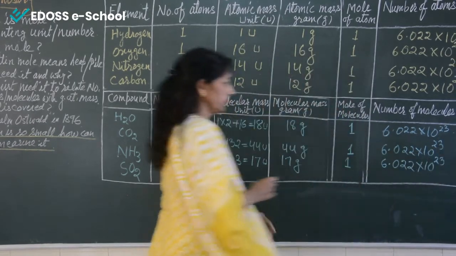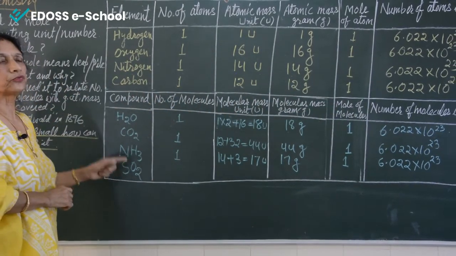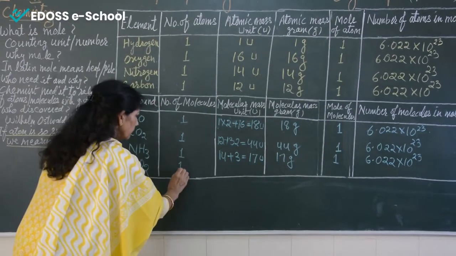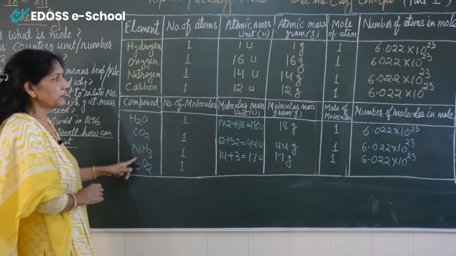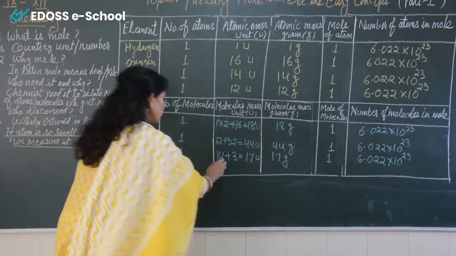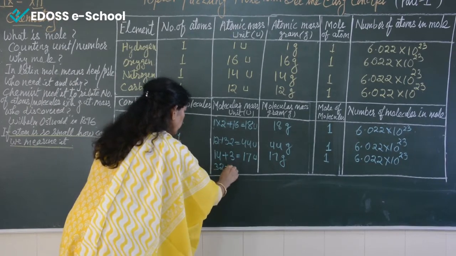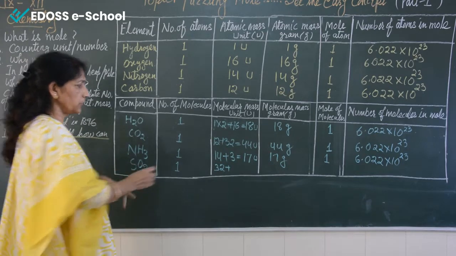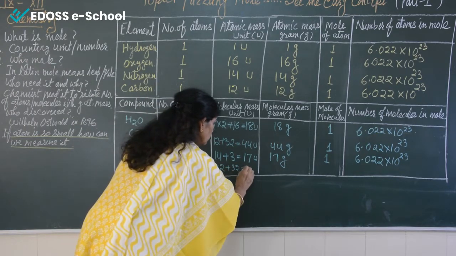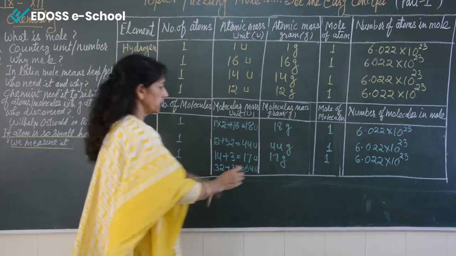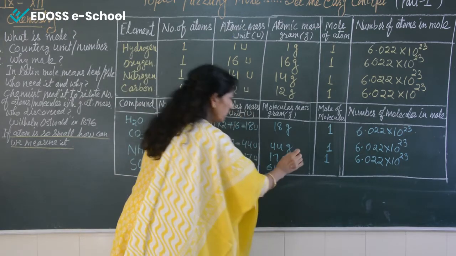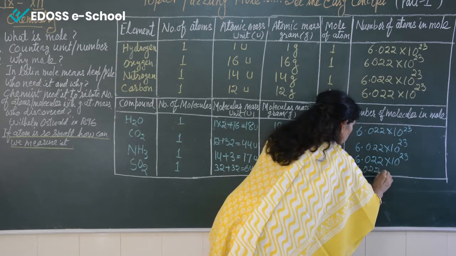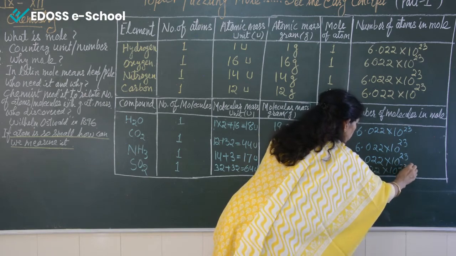Now if I come to sulfur dioxide, the number of molecules is 1, and the atomic mass of sulfur is 32, and oxygen is also 16 into 2, 32. So this is equal to 64 unit, or we can say 64 gram, or we can say 1 mole, or we can say 6.022 into 10 raised to power 23.